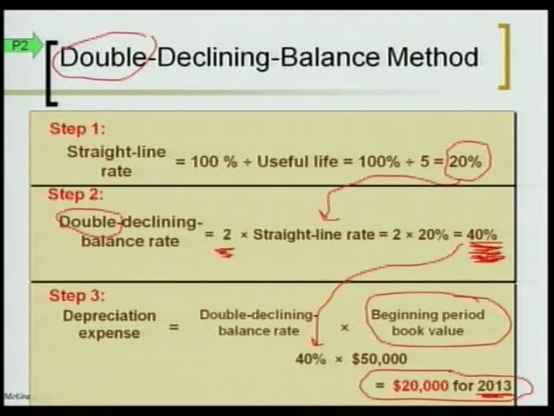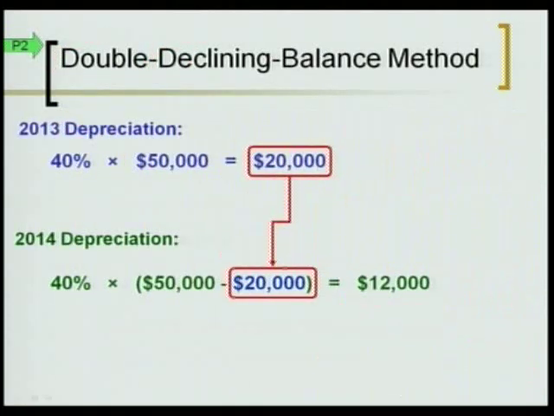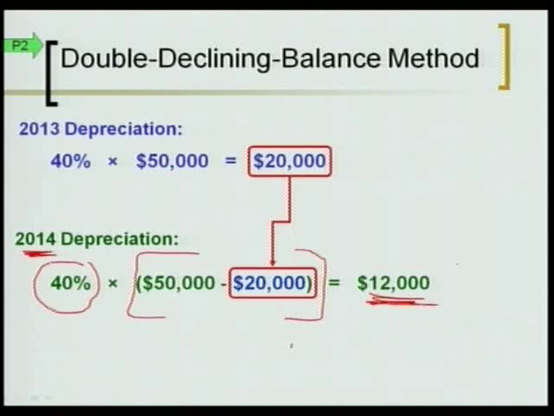Now, what is it for the next year? Well, for 2014, we're going to take the double declining balance rate times the beginning of the year book value, which in this case is the cost of $50,000 minus whatever we've depreciated. In this case, we've depreciated $20,000. 50 minus 20 is 30 times 40% equals $12,000. Are you with me?